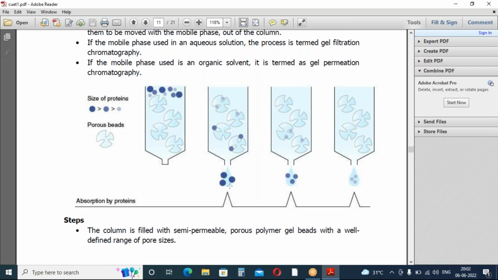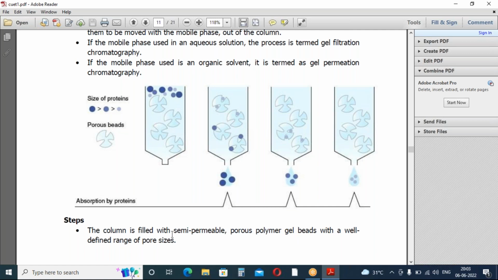First of all, this is eluting the larger sized particles, and then this is eluting the smaller sized particles. That means the larger sized ones are not fitting into the beads, so they can be eluted fast. Okay, and that is the main principle behind gel permeation chromatography.